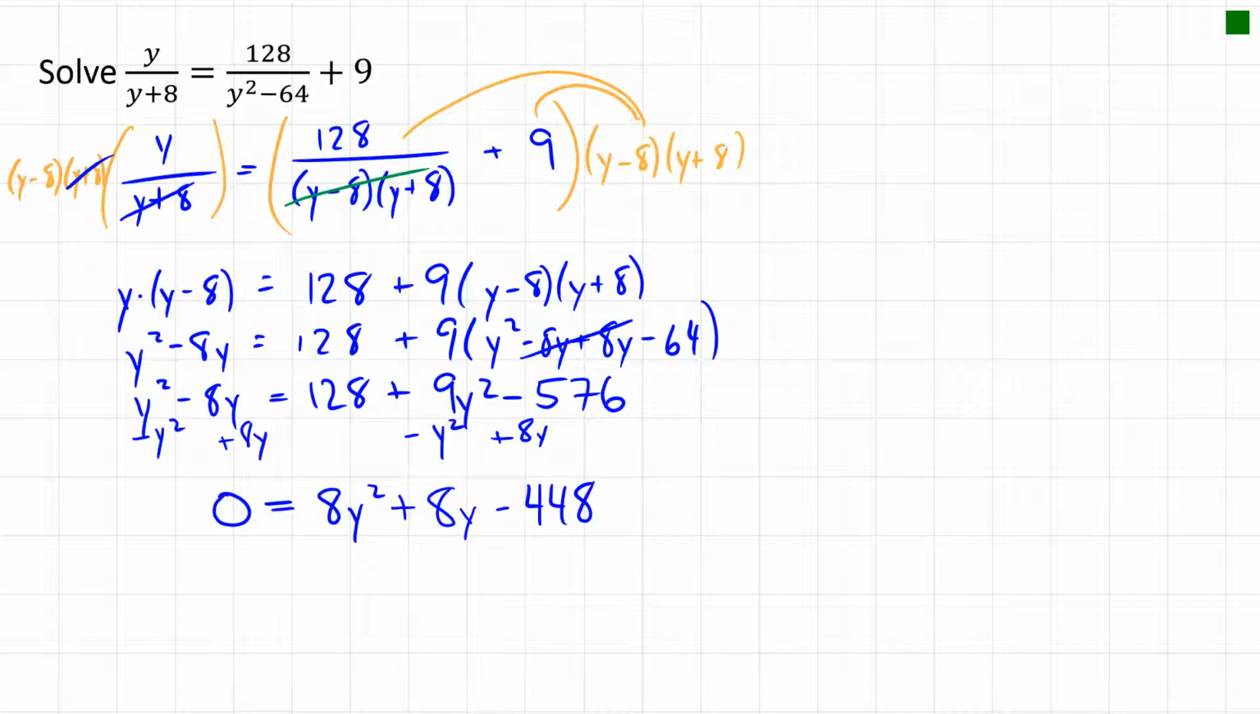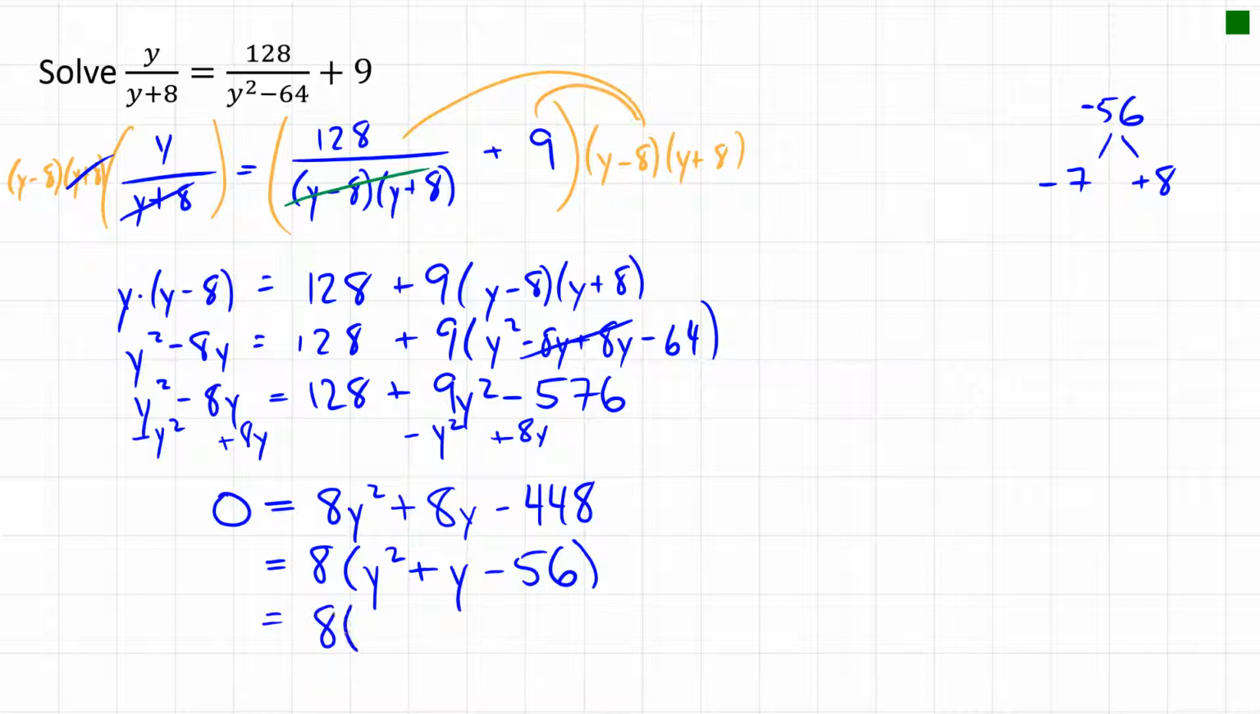I'm going to try dividing this by 8. And sure enough, it is divisible by 8, which means I have a common factor, which makes our lives a lot easier. So I can factor this. For 56, the first two factors that come to mind are 7 and 8, and I think those will work if I have positive 8 and negative 7, because I have to get negative 56. So that would be 8 times y minus 7 times y plus 8.